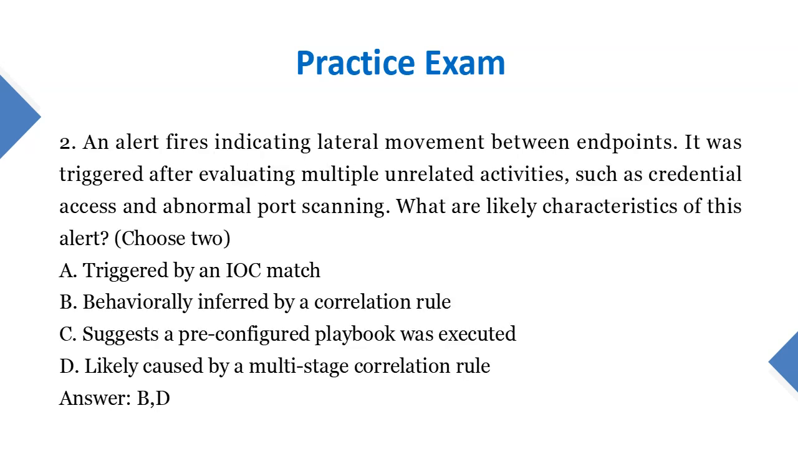2. An alert fires indicating lateral movement between endpoints. It was triggered after evaluating multiple unrelated activities, such as credential access and abnormal port scanning. What are likely characteristics of this alert? Choose 2. A. Triggered by an IOC match. B. Behaviorally inferred by a correlation rule. C. Suggests a pre-configured playbook was executed. D. Likely caused by a multi-stage correlation rule. Answer: B, D.